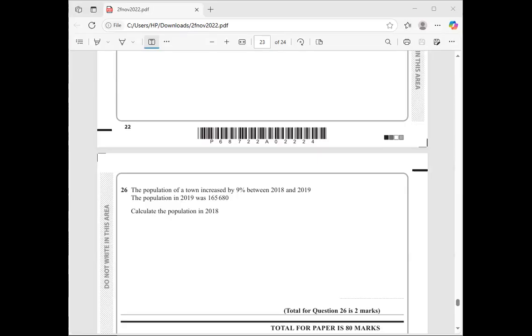The only difference is that now they told you what the final value would be. They're now asking you what the initial value was. In this case, the initial value is what was the population in 2018. Now, the way you would solve it is remarkably simple. Just remember what the formula should be.